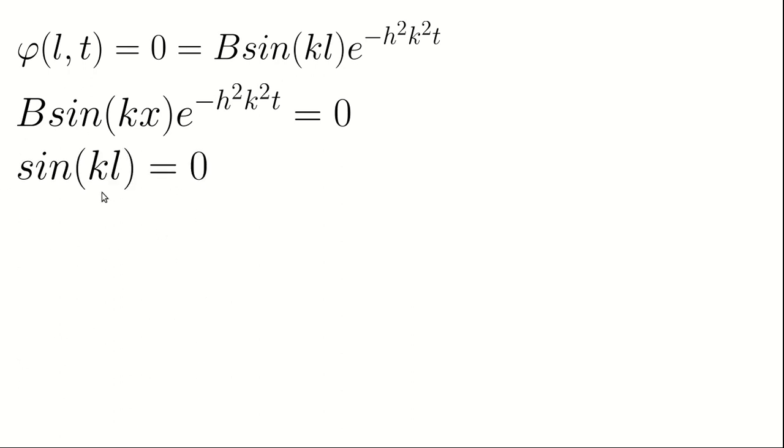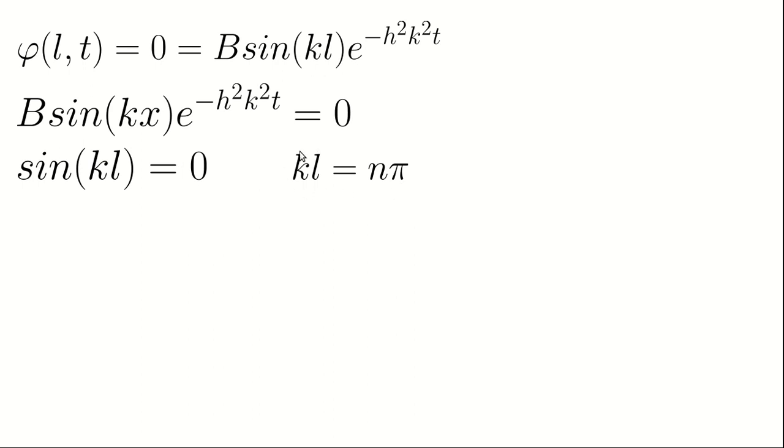Now from this expression, we can tell that there are certain values that will make this one satisfied. One of them is when this part is 0, so sine 0 is 0. Another one is pi, sine pi is 0. Another one is 2 pi, so sine 2 pi is 0. You can also check that sine 3 pi is 0. If you continue, you discover that kL will definitely be equal to n pi, where n runs from 0 to infinity. So if kL is equal to n pi, this expression will be satisfied.